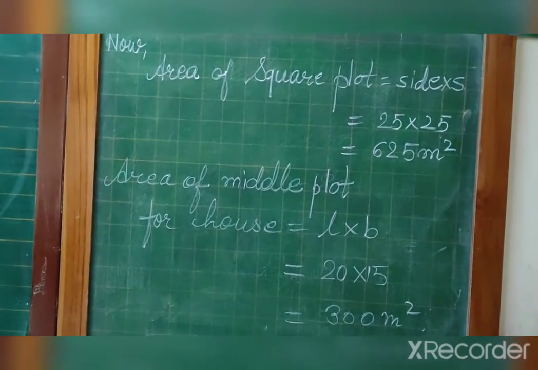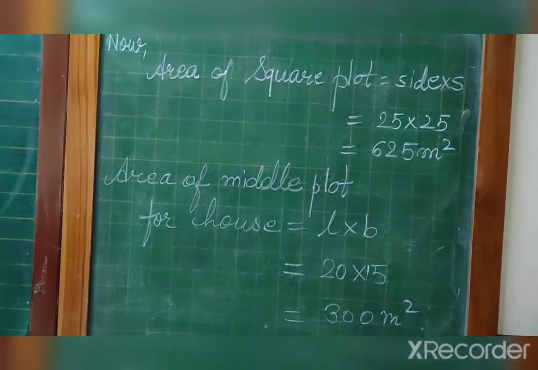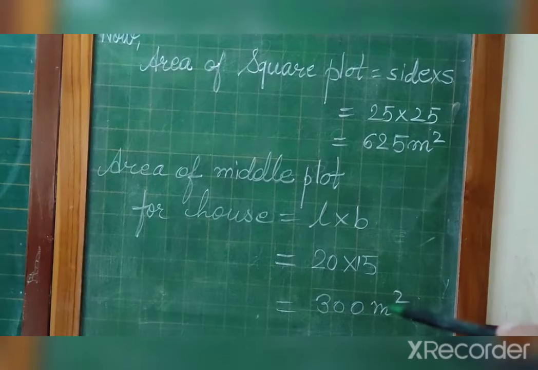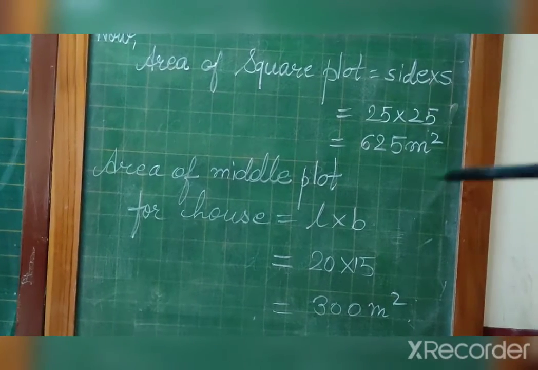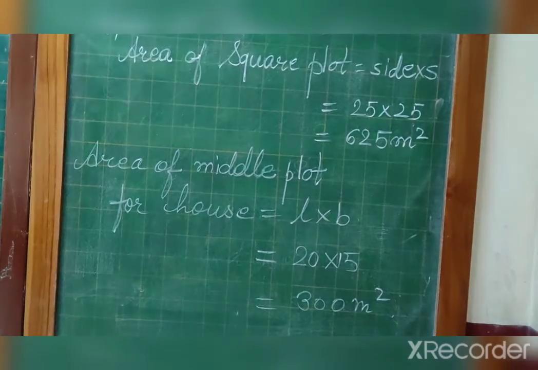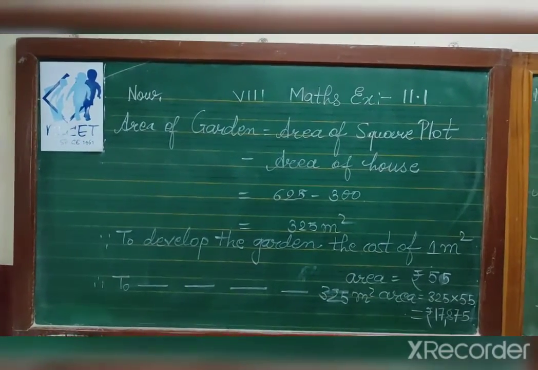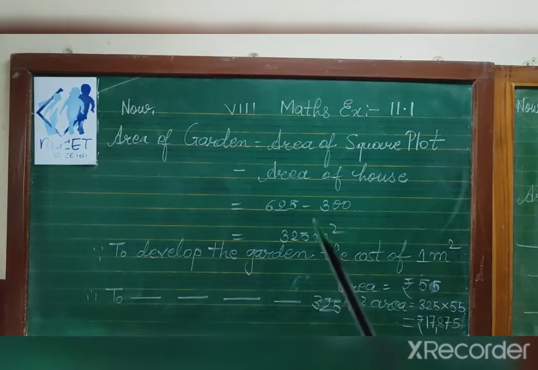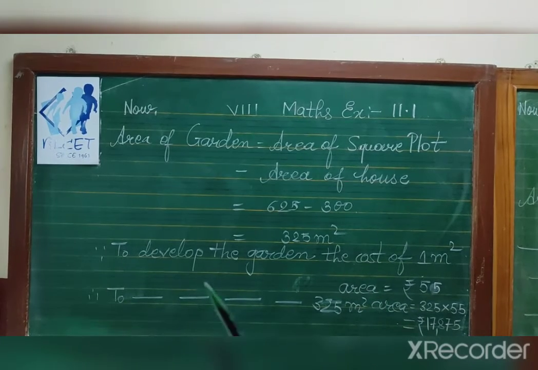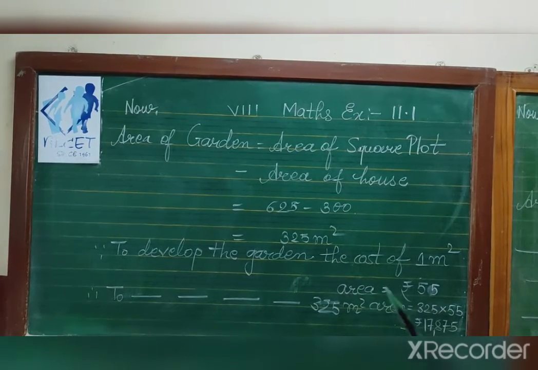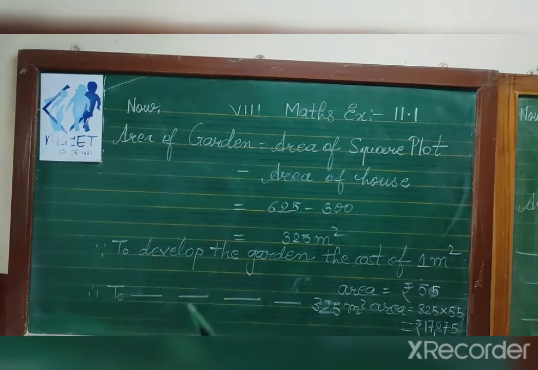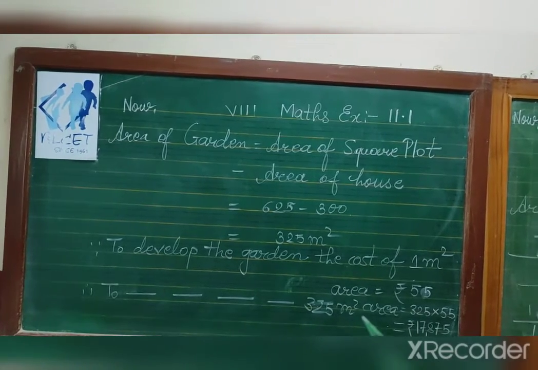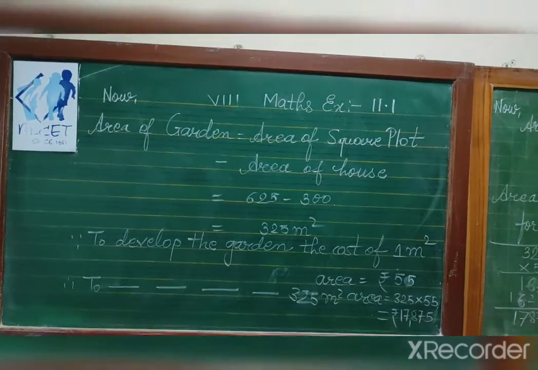Now after that what we will do? We will subtract area for calculating the area of garden. We will subtract area of house from area of square plot. Now see, area of garden is equal to area of a square plot minus area of house. Area of a square plot 625 minus 300, so 325 meters square. To develop the garden, the cost of 1 meter square area is equal to rupees 55. So to develop the garden, the cost of 325 meter square area is equal to 325 into 55.